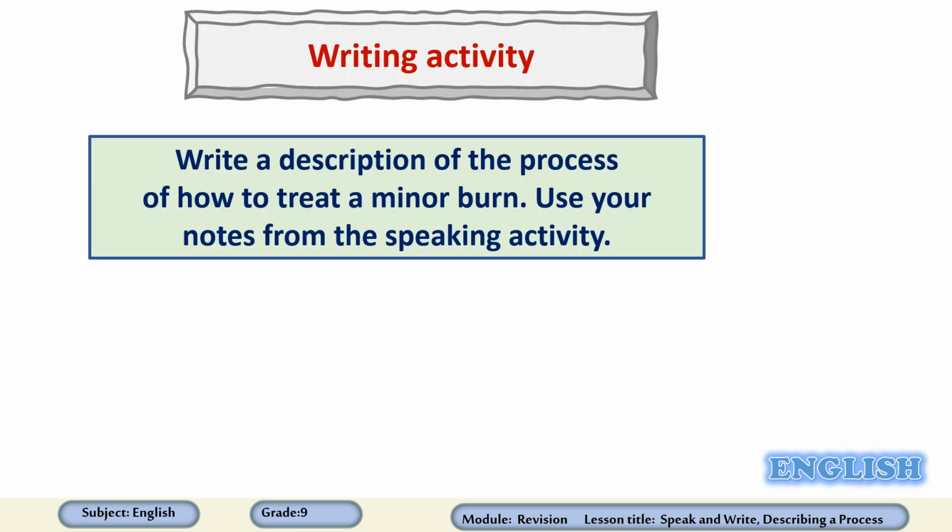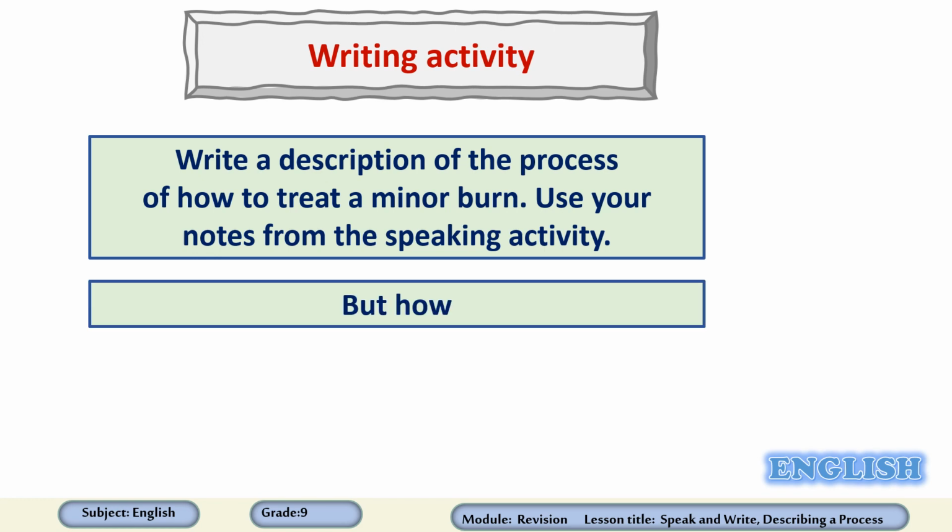Writing activity. Write a description of the process of how to treat a minor burn. Use your notes from the speaking activity. But how? Before you start writing, I would remind you of the information gap activity we've just finished. Each student has the full steps of the process. There are no missing steps, so make sure that you use them in the writing activity.